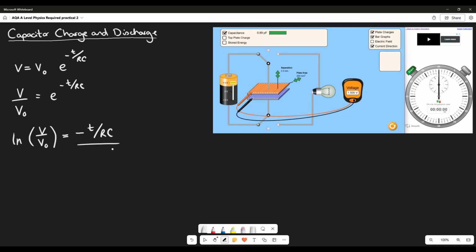I'm going to rewrite this as that. Now, according to the rules of logarithms, I can rewrite this term as the natural logarithm of the voltage minus the natural logarithm of the original voltage. And that is still equal to this.